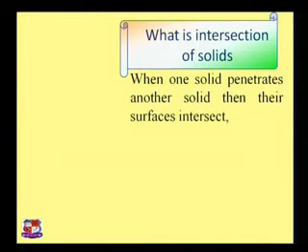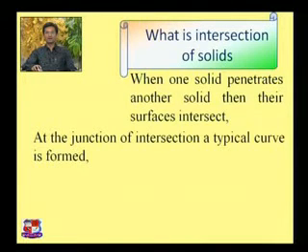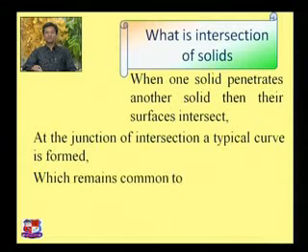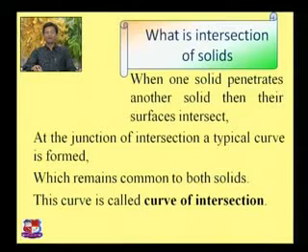When one solid penetrates another solid, their surfaces intersect. At the junction of intersection, a typical curve is formed, which remains common to both solids, and this curve is called the curve of intersection. When the solids have straight lines or straight surfaces, the curve of intersection would be straight lines, and when the solids have a curved shape, in that case the intersection view will be curved by nature.